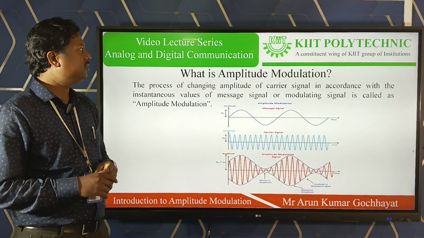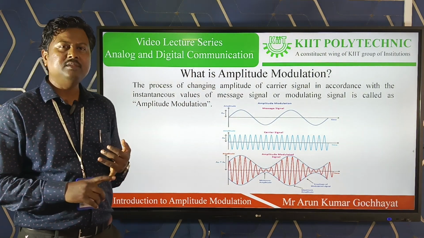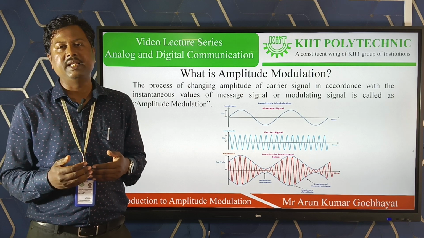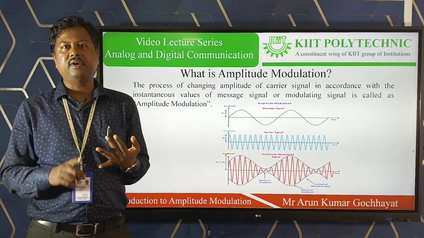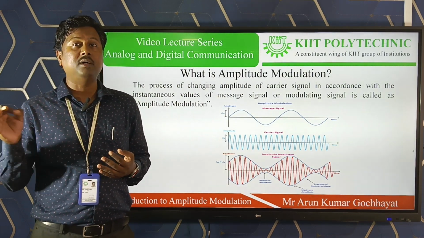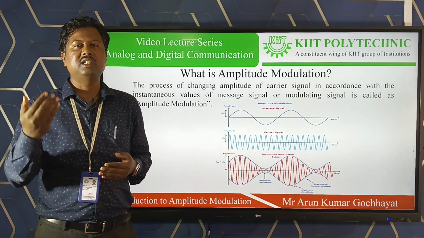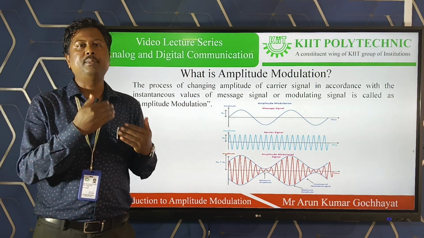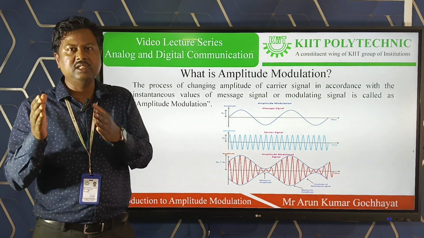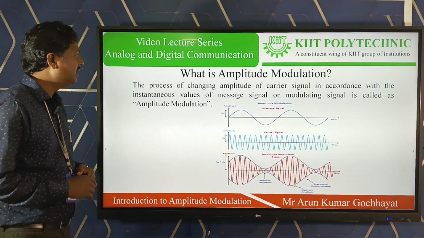First, the definition of amplitude modulation. What exactly is amplitude modulation? Modulation means change. So change in amplitude of what? Change in amplitude of the carrier. Here the amplitude of an unmodulated carrier signal varies in accordance with the instantaneous value of the modulating signal, that means the message signal. Whether the message signal is positive or negative, depending on that, the amplitude of the carrier signal varies. That's why it is a process of change in amplitude in accordance with the instantaneous value of a message signal, as written here.